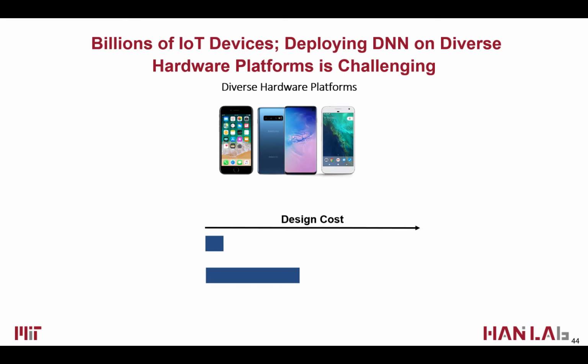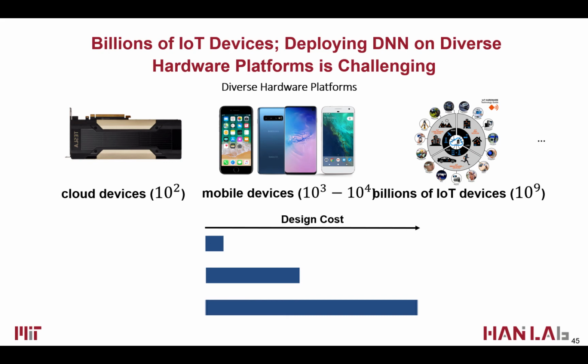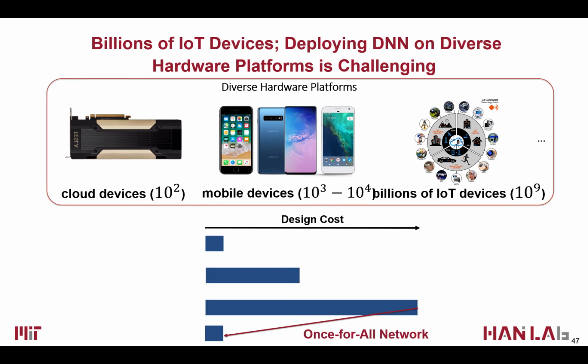As shown in the beginning, we in fact have to handle diverse platforms, including the cloud side, mobiles, thousands of mobile devices, billions of IoT devices, and even the same hardware. We also need to handle different scenarios, such as different battery conditions, different workloads, different applications, etc. So, given such a number of different deployment scenarios, it becomes very challenging to efficiently deploy deep learning models on them. To address this challenge, we introduce a new approach for this efficient deployment. Instead of independently searching and training the models for each deployment scenario, we propose to handle them once for all.